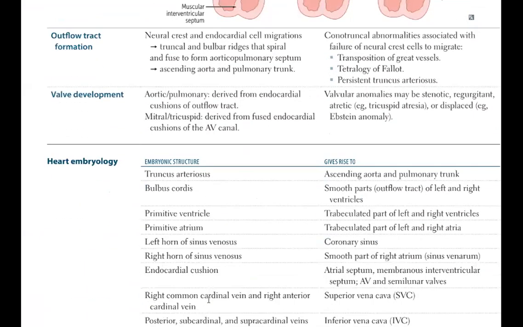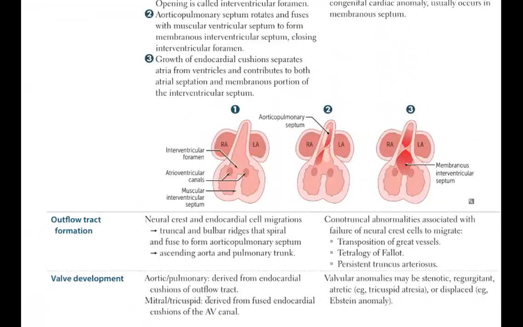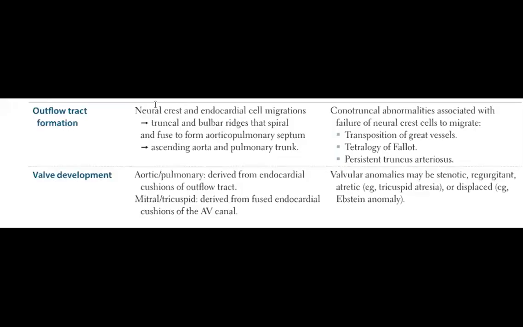Like we have studied this heart embryology, and now over here you can see the outflow formation. Neural crest and endocardial cell migrations lead to the truncal and bulbar ridges that spiral and fuse to form the aorticopulmonary septum. Aorticopulmonary septum, okay? So please remember this word. I will repeat it again. Truncal and bulbar ridges that spiral. We will see the process of spiral soon in a few minutes.